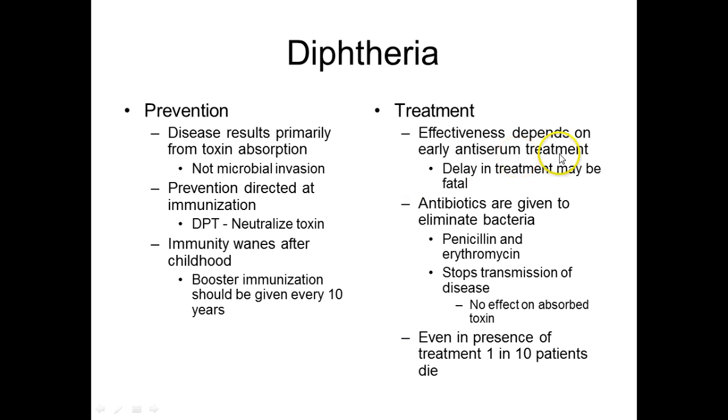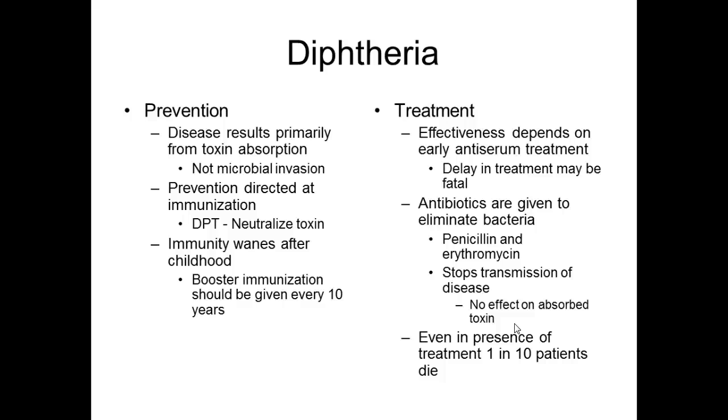So effectiveness depends on early anti-serum treatment, right, that we properly diagnose and treat. If treatment is delayed because that toxin is so severe, as we said, it can be deadly. Antibiotics will be given to eliminate the bacteria and, of course, stop this transmission of the disease. But this has no effect on the toxin, right? If you already have toxin production, you need that anti-serum, right, to deal with those toxins. Right? Those are separate, those are released by the bacteria.